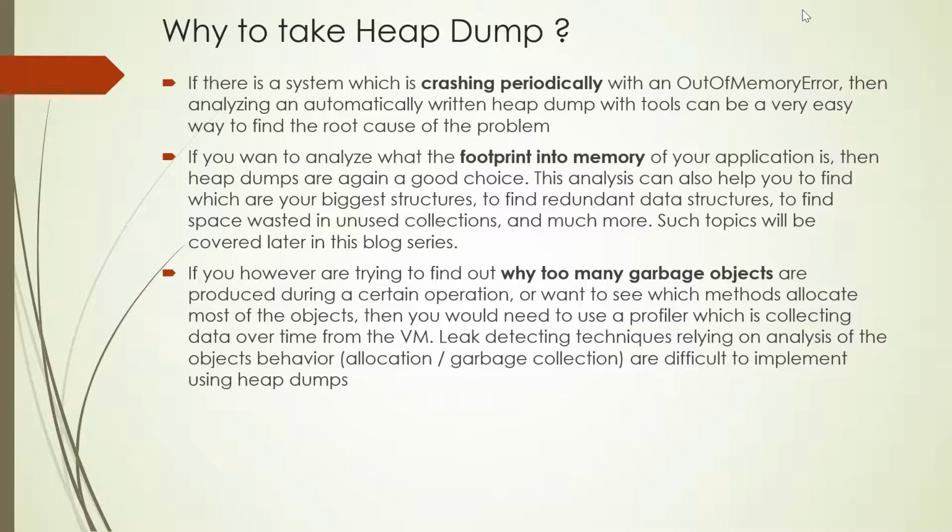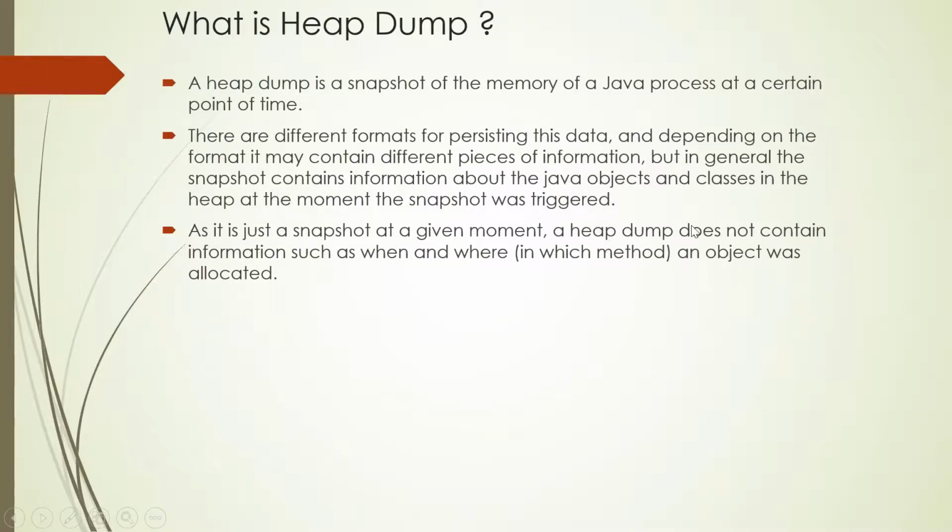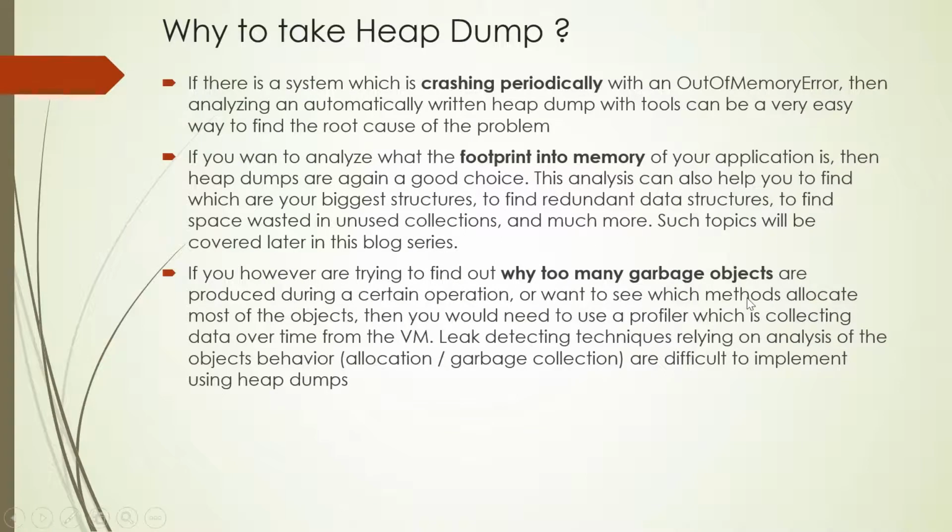The last point is when too many garbage objects are collected. As we already discussed, in a heap dump we may not necessarily know when an object is allocated or in which method the object was allocated. This information is not there in the heap dump. So unfortunately we will not be able to find out why too many garbage objects are produced during a certain operation, right? That is actually a job for a profiler.